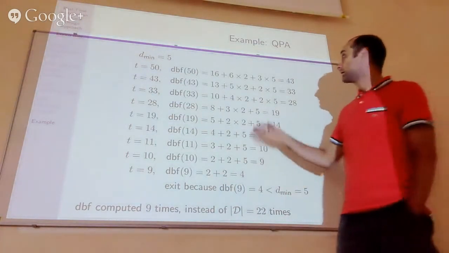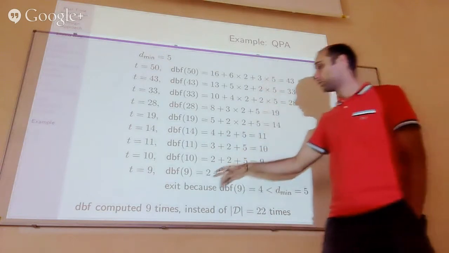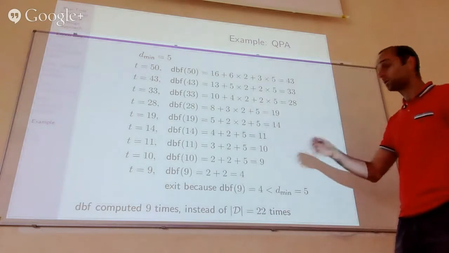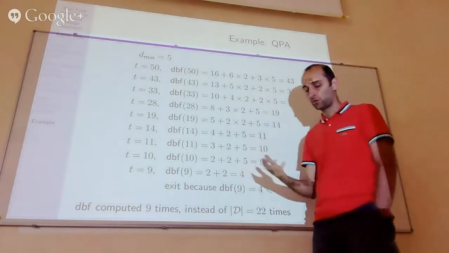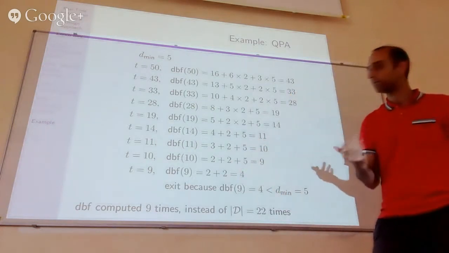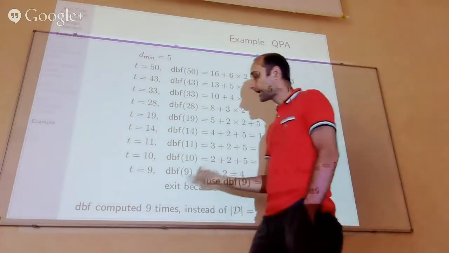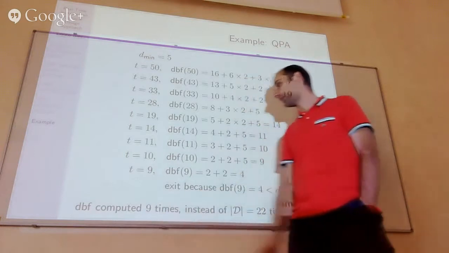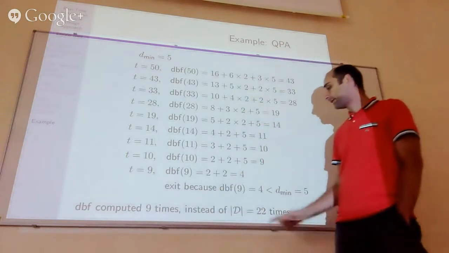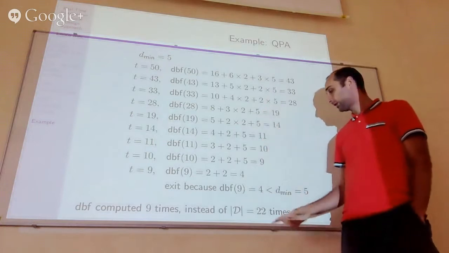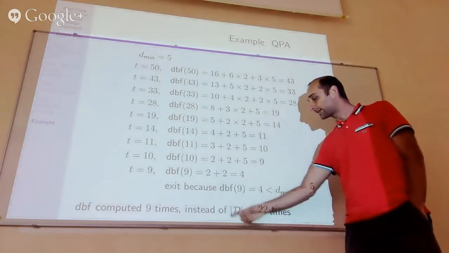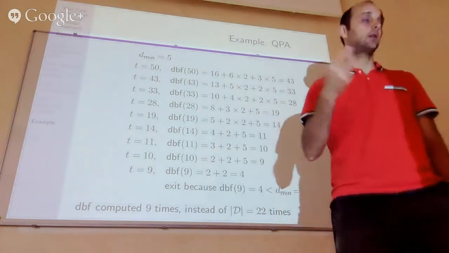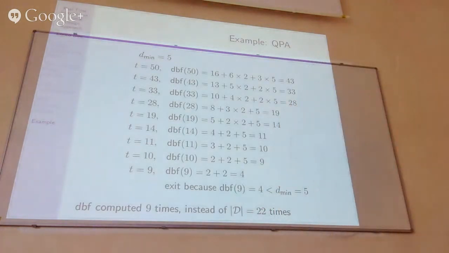So in this case, with QPA, we did 9 iterations. We often use this as a term of comparison for the complexity, to evaluate how often it is needed to compute the DBF. With QPA, we compute the DBF 9 times, while if we had to check for all t, we would have to check the cardinality of the set that I showed before, which is 32. So we saved 22 computations.